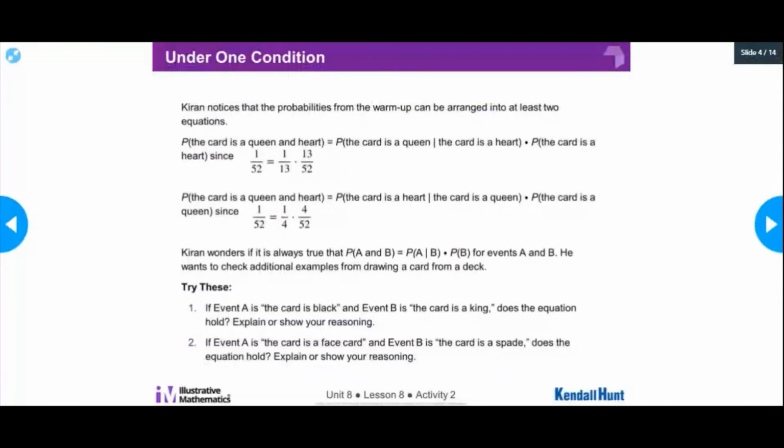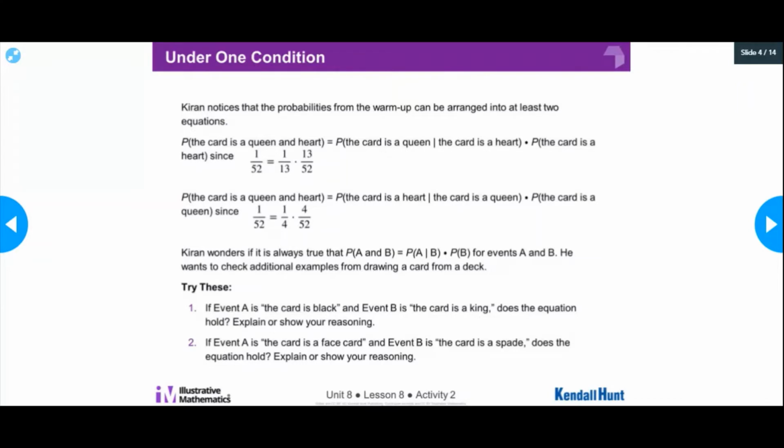Okay, so our first practice example here, or situation, is under one condition. Kieran notices that the probabilities from the warm-up can be arranged into at least 2 equations. The probability of queen and a heart is equal to the probability of the queen given that the card is a heart, times the probability that the card is a heart. Since 1 out of 52 is equal to 1 out of 13 times 13 out of 52. Those are the numbers that we had from our schema.